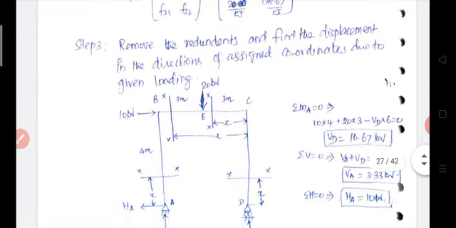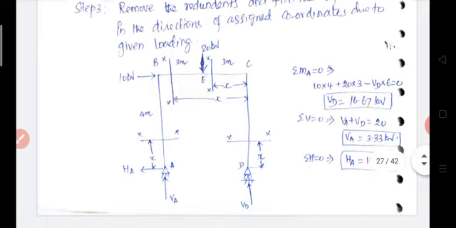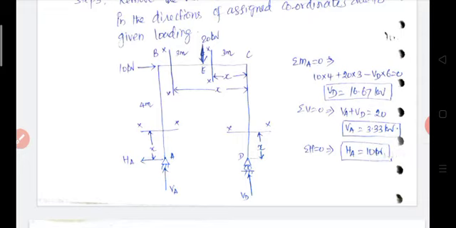Now, remove the redundants and find the displacement in the direction of assigned coordinates due to the given loading. Okay. So, now remove the redundants and determine the displacements at the assigned coordinates. The first assigned coordinate is a moment coordinate. So, we should determine the rotation at the assigned coordinate 1. Then the second assigned coordinate is the horizontal force. So, we should determine the displacement, translation, along that force direction. Okay.